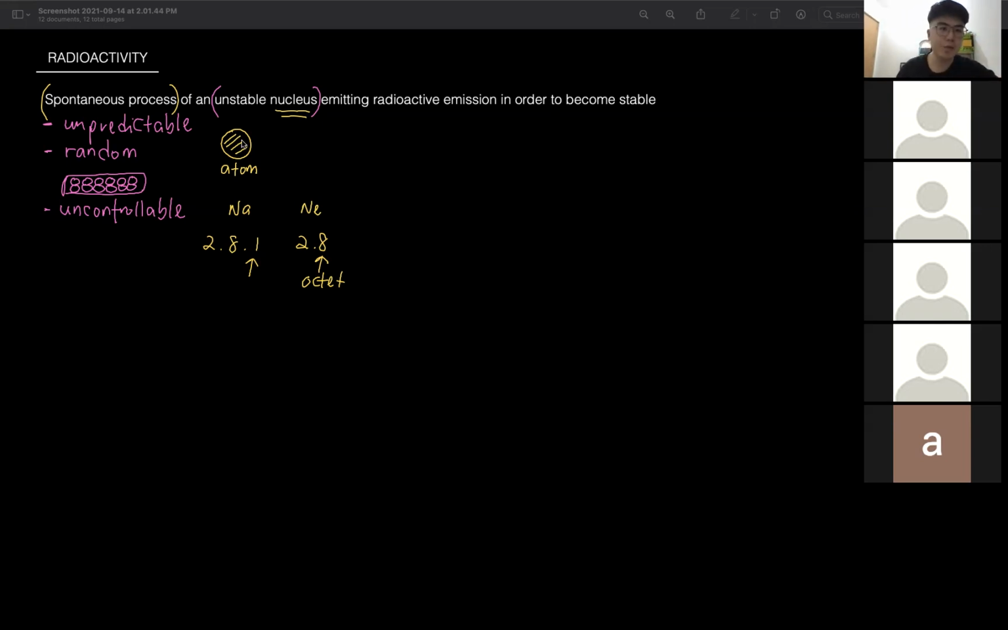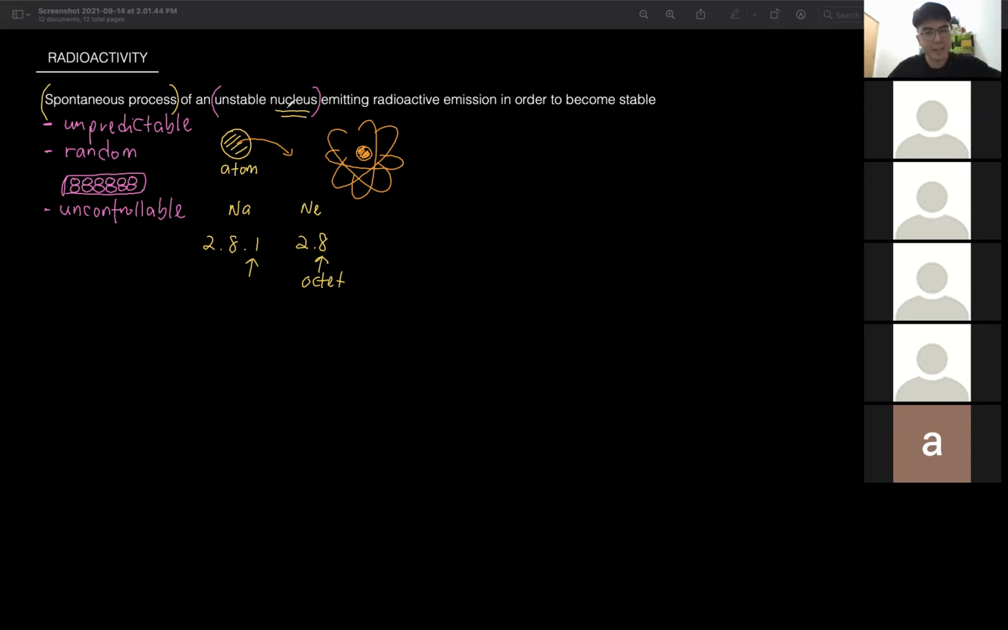So we zoom in, we go inside the atom. Inside the atom, we have a nucleus, and then we have the electrons, right? Electrons like this. So we focus on the nucleus. The stability of a nucleus is the radioactivity. So how do we know whether a nucleus is stable or not stable? That is the question, right?